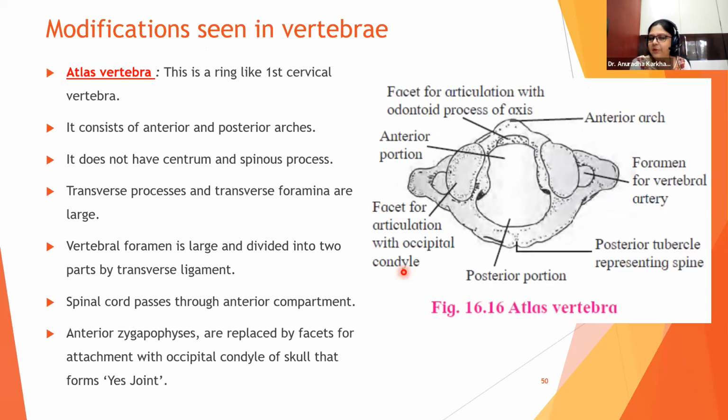As I say, a little bit of modification seen in each vertebrae. Let us see. Modification seen in vertebrae. The first is going to be called as atlas vertebrae. This is a ring-like first cervical vertebrae. This is the first of the neck region. It consists of anterior and posterior arcs. So there is an anterior arc and also a posterior arc.